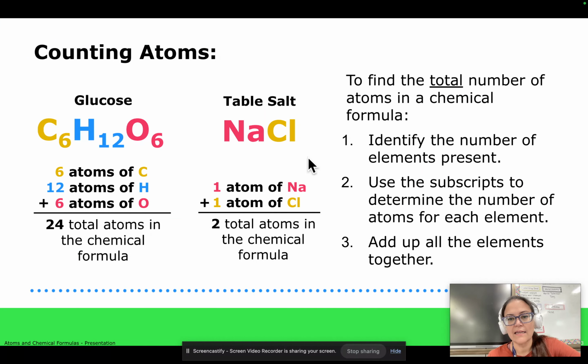So this is what I was just saying. To find the total number of atoms in a chemical formula, identify the number of elements present, use the subscripts to determine the number of atoms for each element, and then add up all the elements together. So here there's 6 C's, 12 H's, 6 O's. There's 24 total atoms in this molecule. Table salt, there's 1 Na, 1 Cl, there's 2 atoms total. So table salt is a very small molecule compared to glucose. It's only got 2 atoms, where glucose has 24. It's a lot bigger.